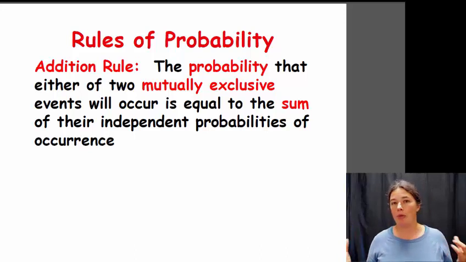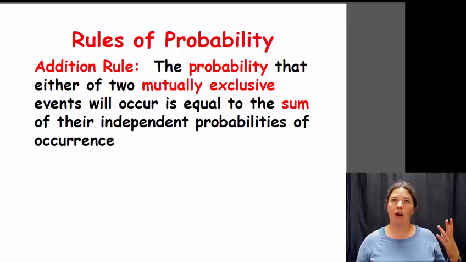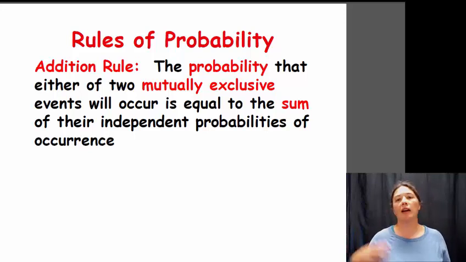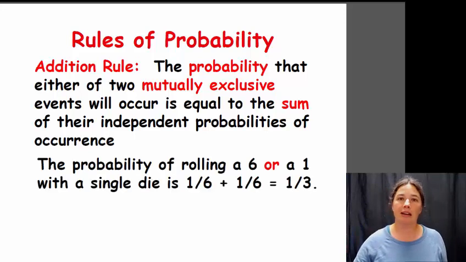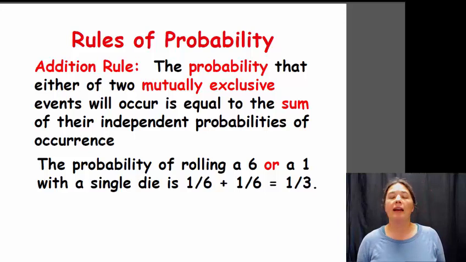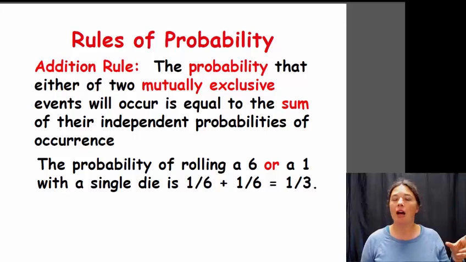So if you turn a probability problem into a sentence, whenever you hear the word or, you should be thinking addition rule. So the probability of pulling a red or a blue sock is going to be the sum of the probability of pulling a red sock and the probability of pulling a blue sock. So let's take a look at the dice again as an example. What's the probability of rolling a 6 or a 1? That's going to be the probability of rolling a 6, which is 1 out of 6, because there's 6 sides to the die, plus the probability of rolling a 1, again, 1 out of 6. So 1/6 plus 1/6 is 1/3, and that's the probability of rolling a 6 or a 1, okay?